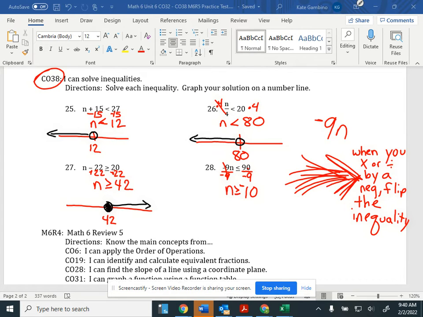So now Mr. Schultz told us which review items we're going to do. So let's review those items. I can apply the order of operations. What is my order of operations? Aiden? PERMDAS. What does PERMDAS stand for? Parentheses, exponents and radicals, multiplying and dividing, adding and subtracting.